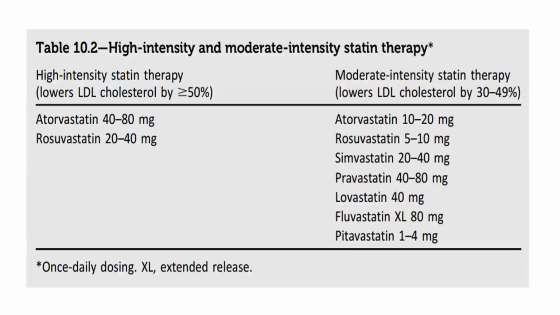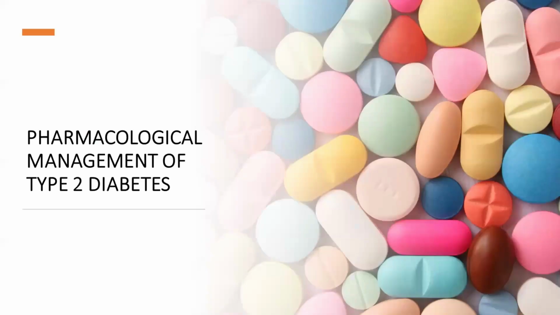So what are high intensity and moderate intensity statins? Among the commonly used statins, atorvastatin 40 and 80 falls into high intensity statin therapy. And rosuvastatin 20 to 40 falls under high intensity statin therapy, whereas atorvastatin 10 to 20 and rosuvastatin 5 to 10 fall into moderate intensity statin therapy. So that's about the non-pharmacological.